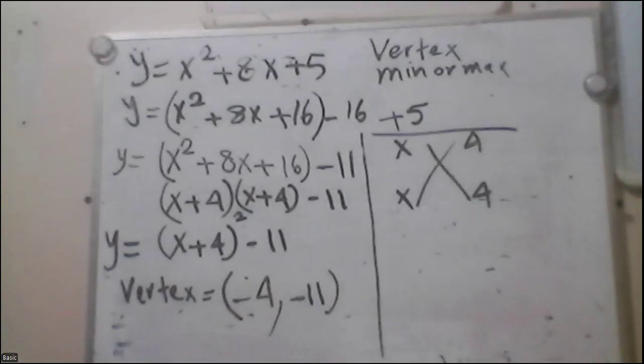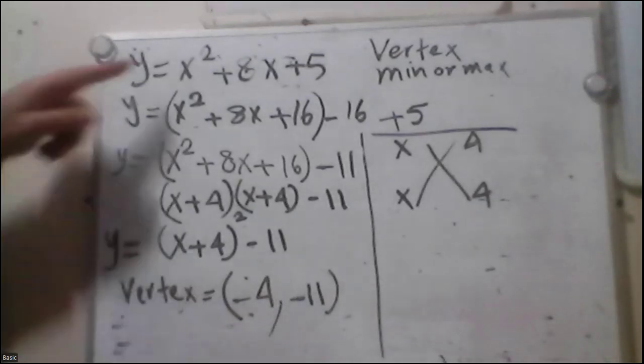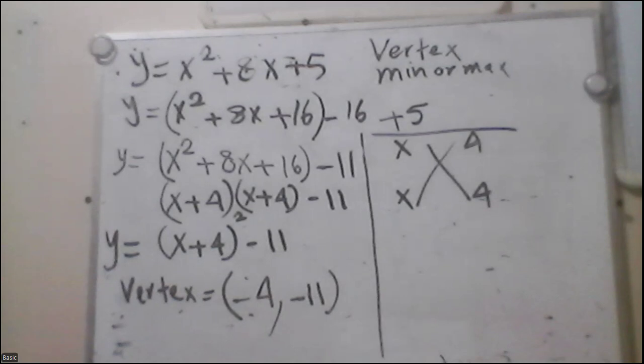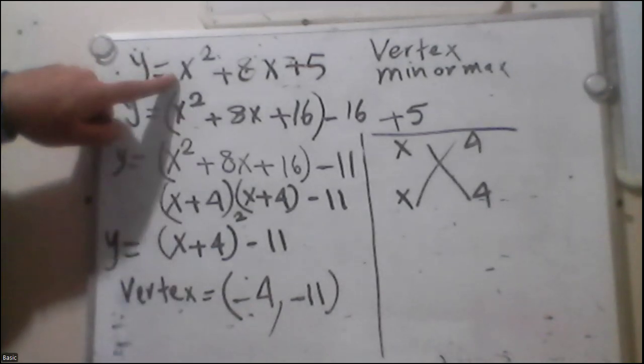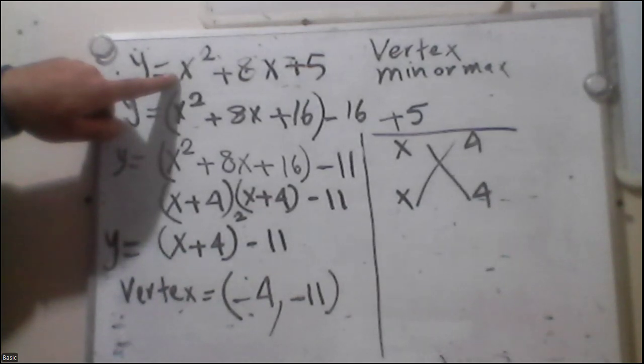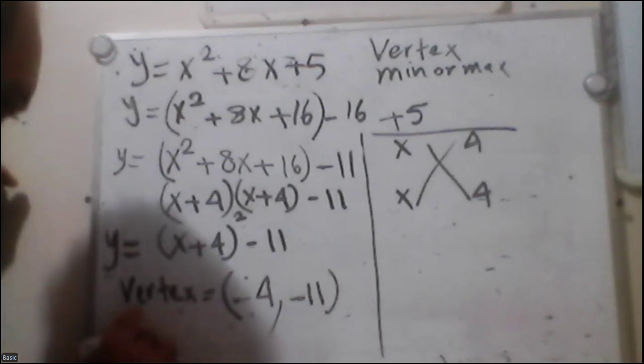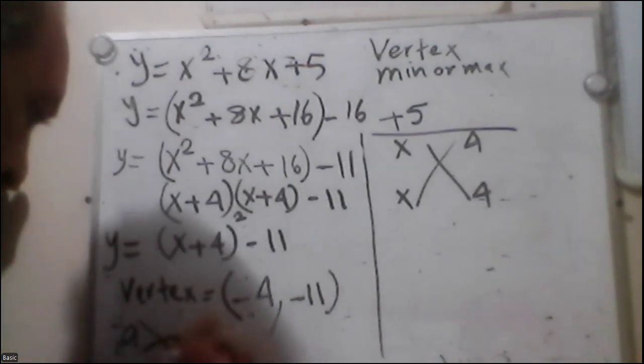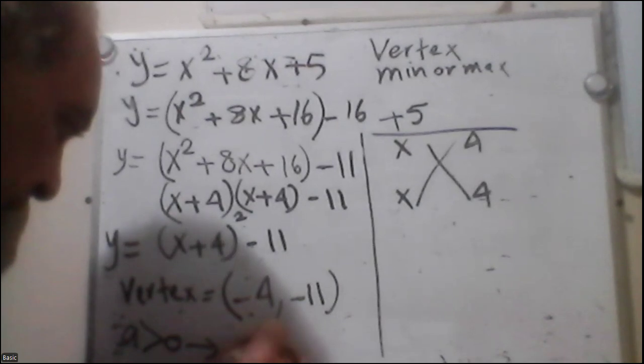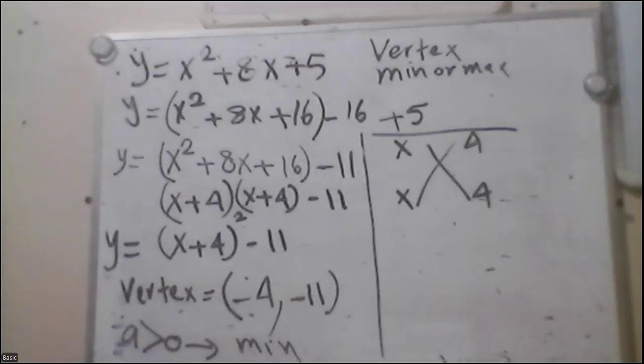Now, one more thing. Is this vertex a min or max? It depends on the a in ax squared. A here is positive, greater than 0. As long as a is greater than 0, it will be a minimum. So this is the vertex, and it is a minimum.